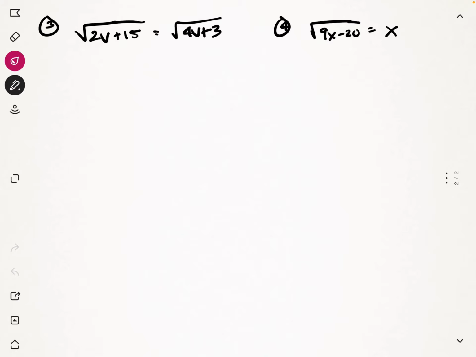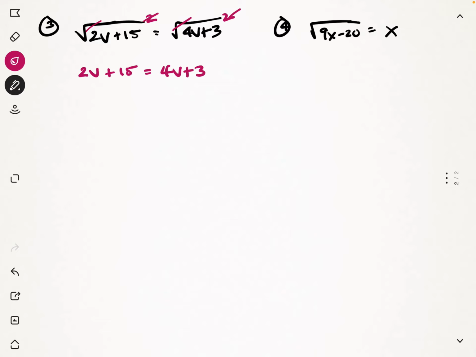Okay, on to the last two. Now number 3 looks a little bit complex, but it's really not because we only have square roots to deal with. So we're going to square both of these to get rid of the square roots. So we have 2v plus 15 equals 4v plus 3, right? Because the squares and the square roots cancel each other out.